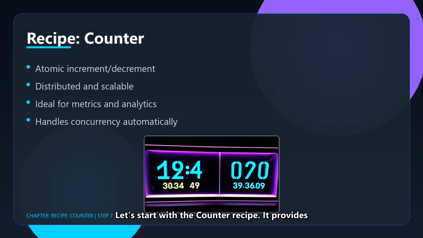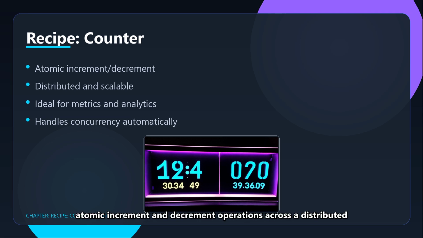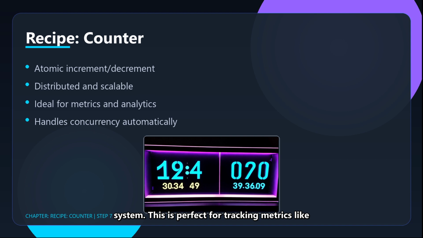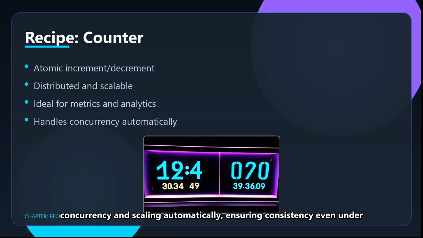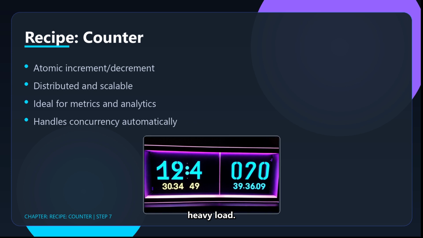Let's start with the counter recipe. It provides atomic increment and decrement operations across a distributed system. This is perfect for tracking metrics like page views or user actions. The recipe handles concurrency and scaling automatically, ensuring consistency even under heavy load.